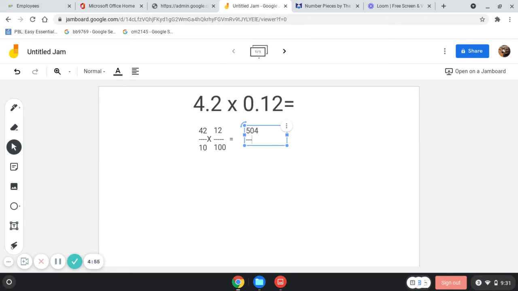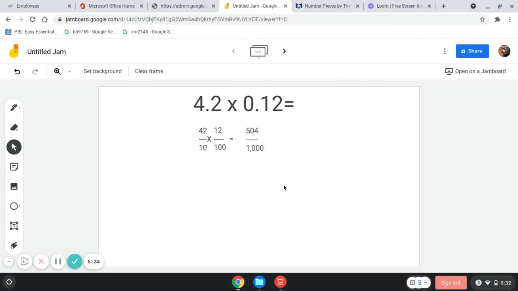And then 10 times 100 gives us 1,000. So our answer becomes 504 thousandths. Now we started off with decimal numbers. So let's put this product back as a decimal number. So how do we write 504 thousandths?